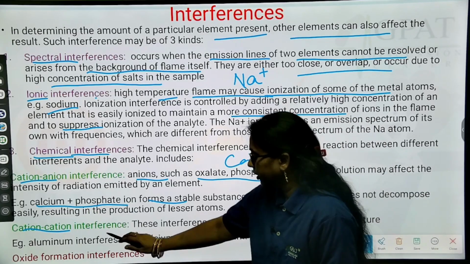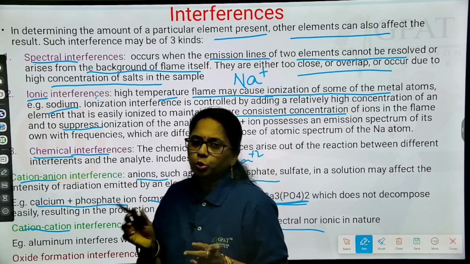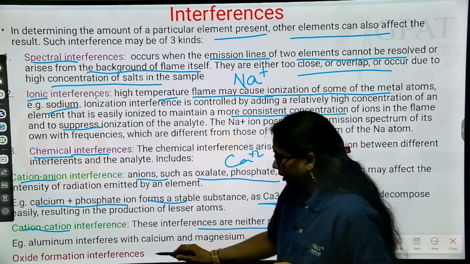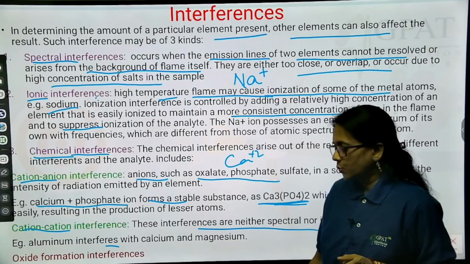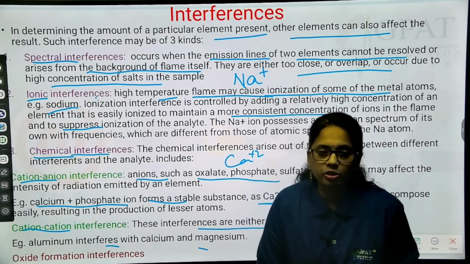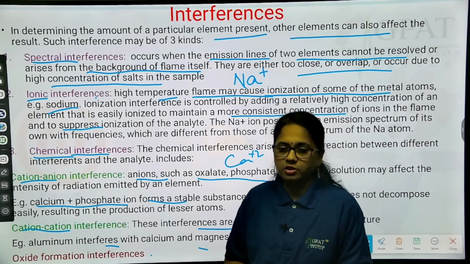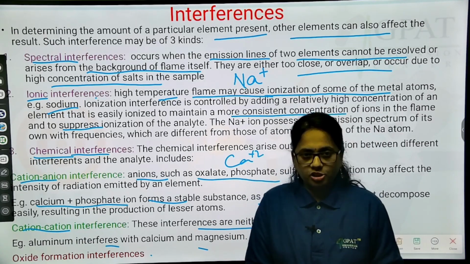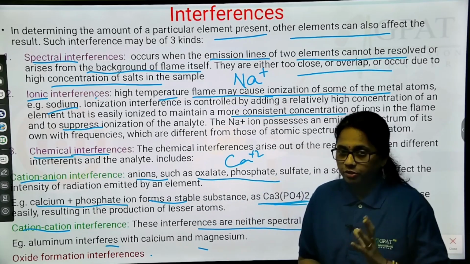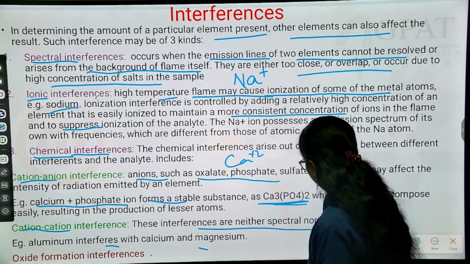And cation-cation interference means mostly between two same types of cations, like aluminum interferes with calcium and magnesium. All these three are cations only, so they may interfere like this. And for oxide formation interferences, magnesium oxide and calcium oxides are formed at high temperatures, so you are going to see oxide formation, and thereby observe these types of interferences.